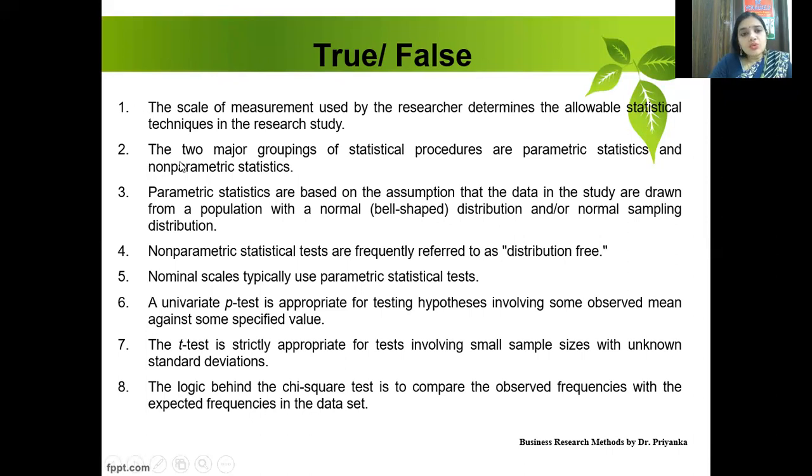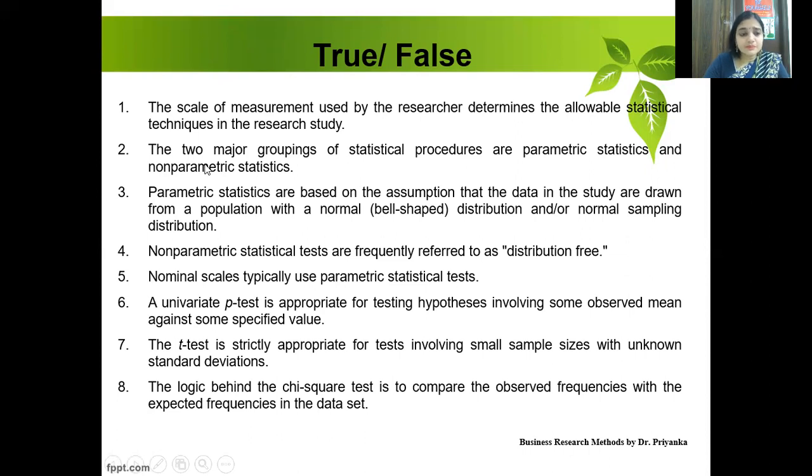Second is, two major groupings of statistical procedures are parametric statistics and non-parametric statistics. Yes, when we talk about statistical procedures, we name them as parametric statistics and non-parametric statistics. Parametric statistics are used for data which are metric in nature. Metric means we are talking about ratio scales here, actual numbers. And non-parametric tests would be used for those values which are collected either through nominal or ordinal scales.